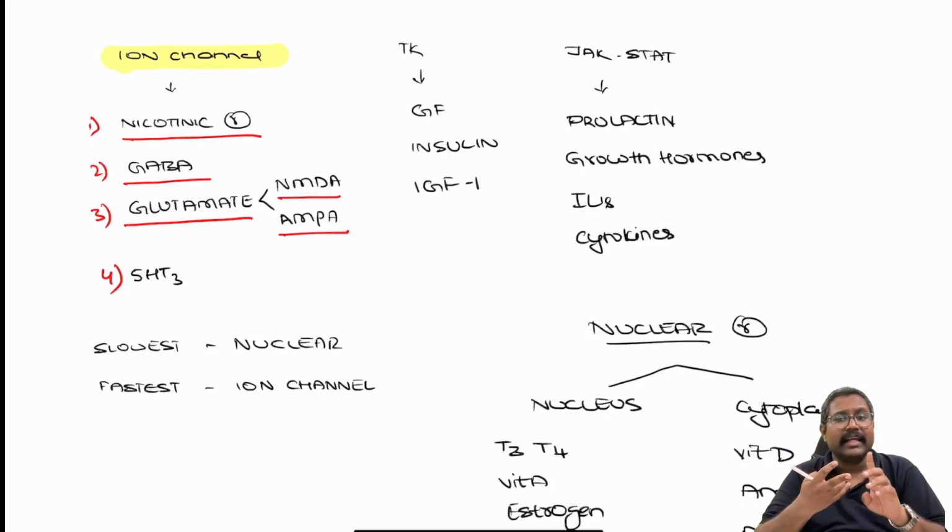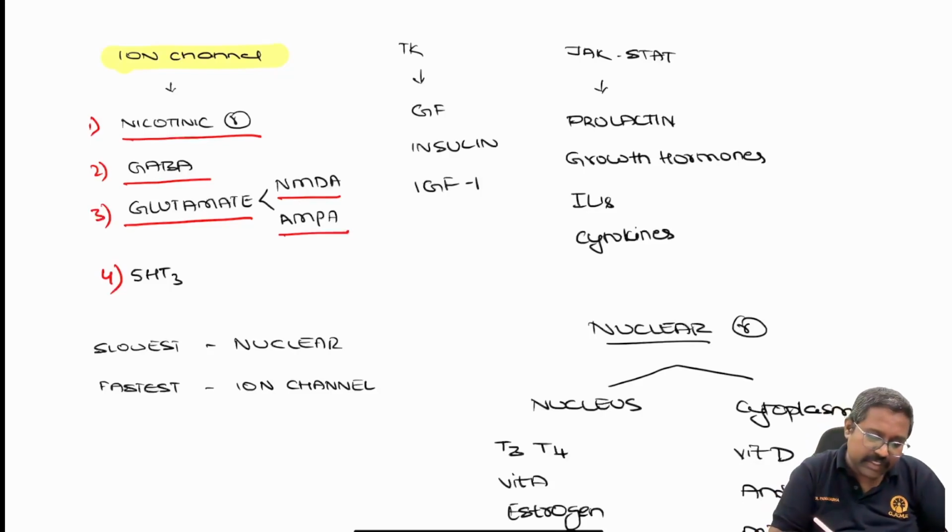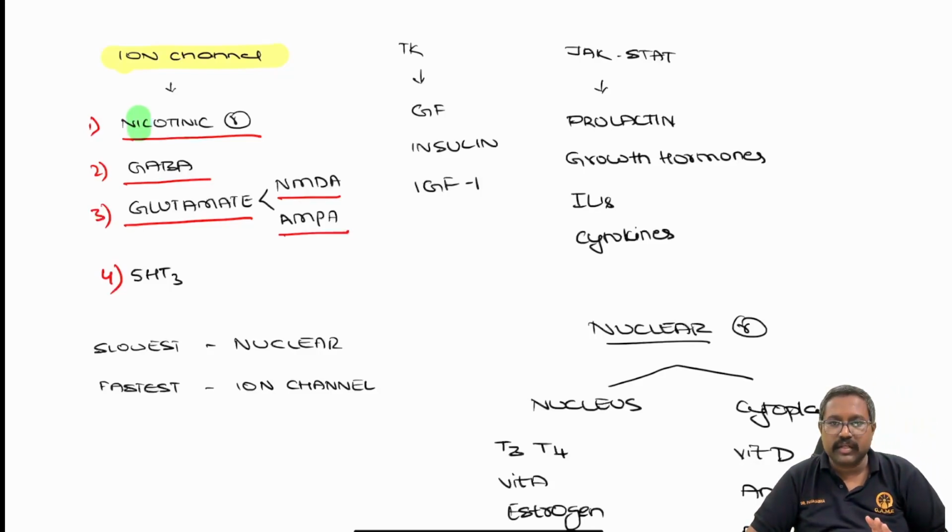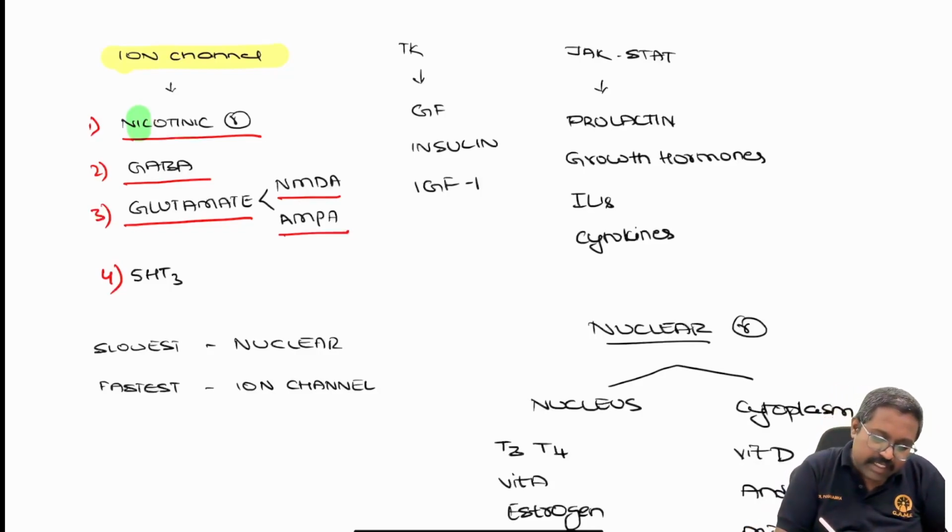And we have nicotine and serotonin. In nicotine, you can remember here, you have an I. So it belongs to ion. Nicotine belongs to ion. Is it right? Serotonin, even in serotonin, you can remember.